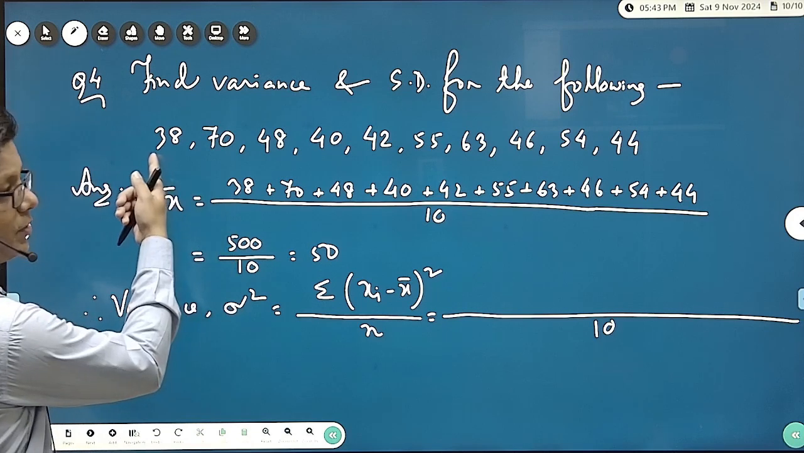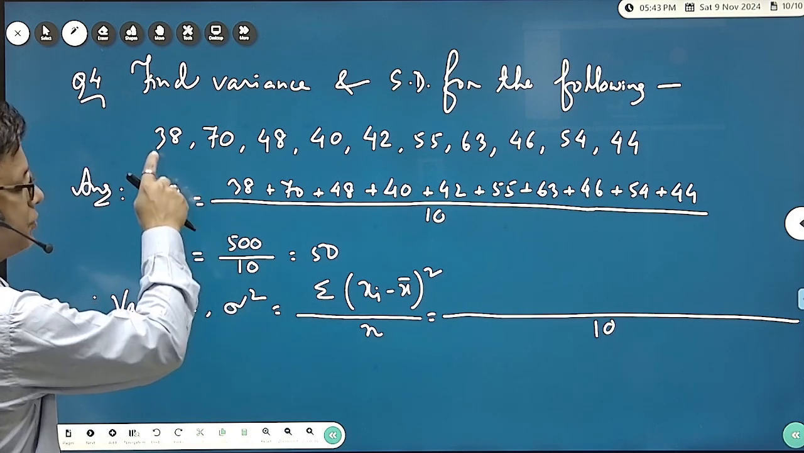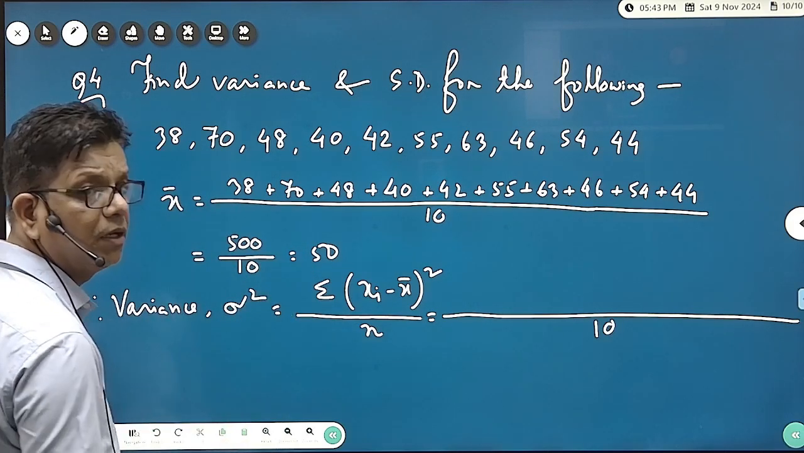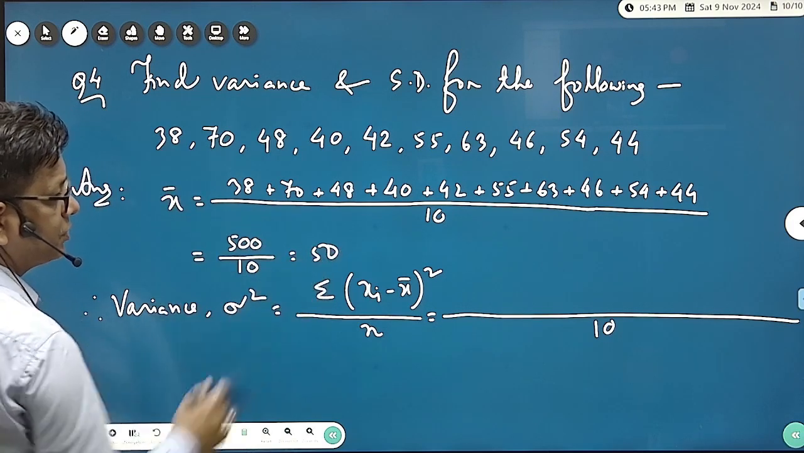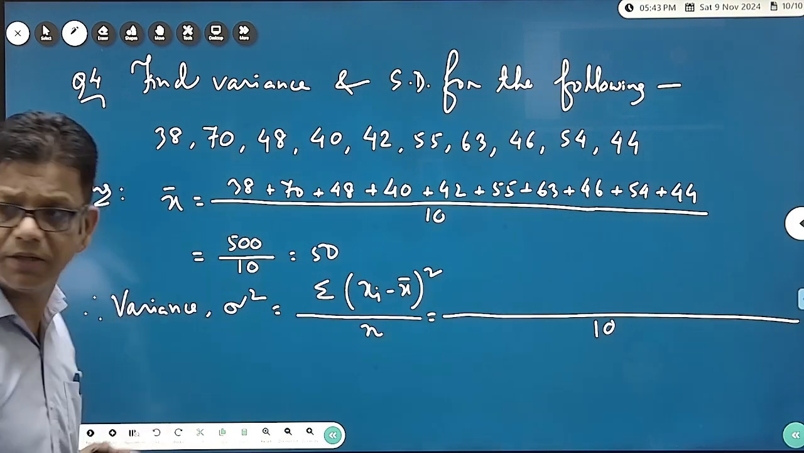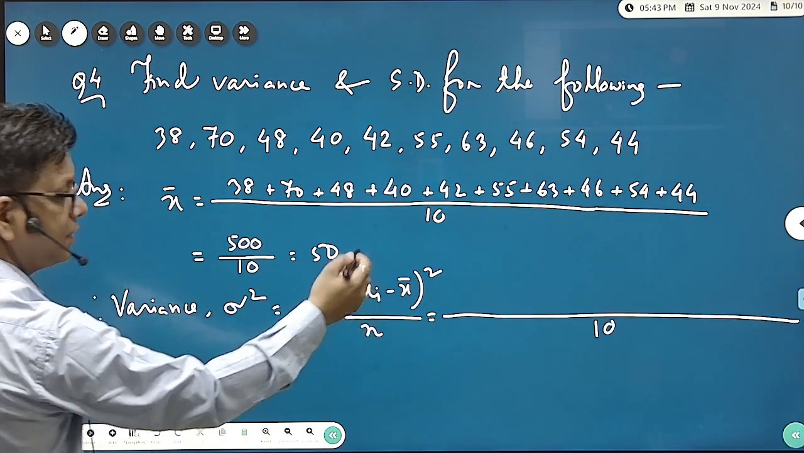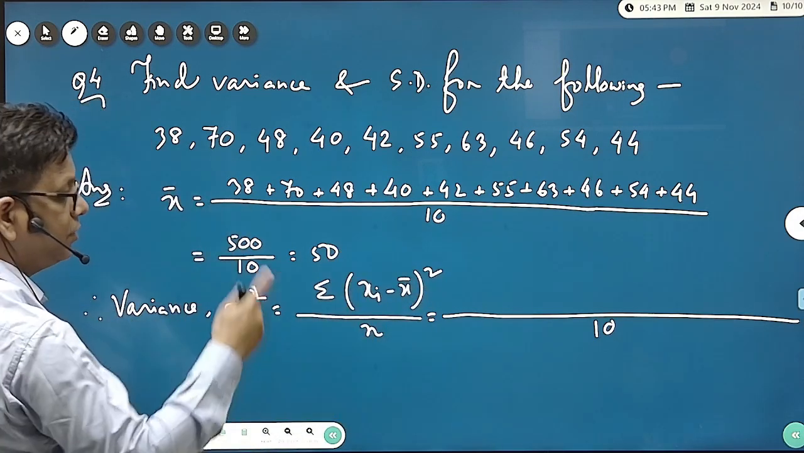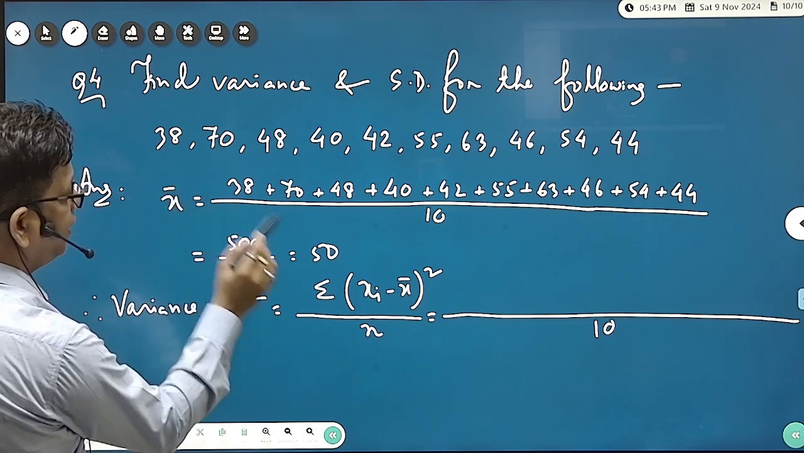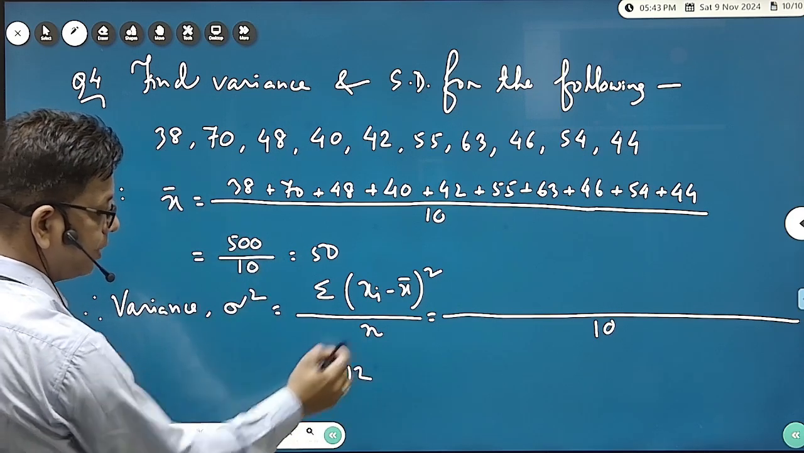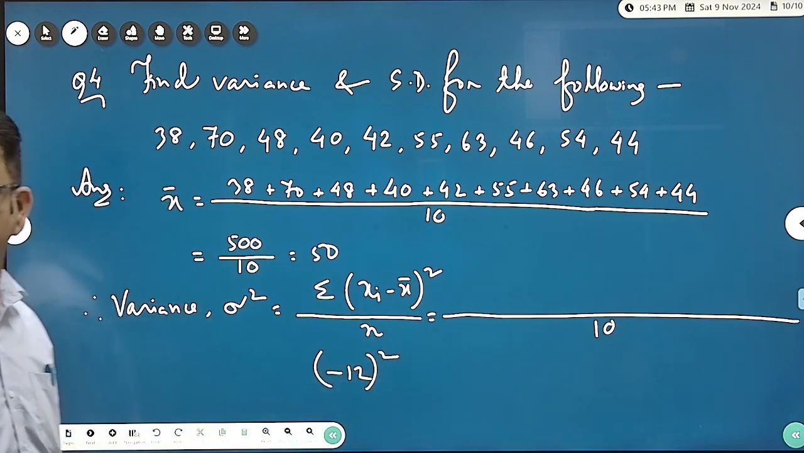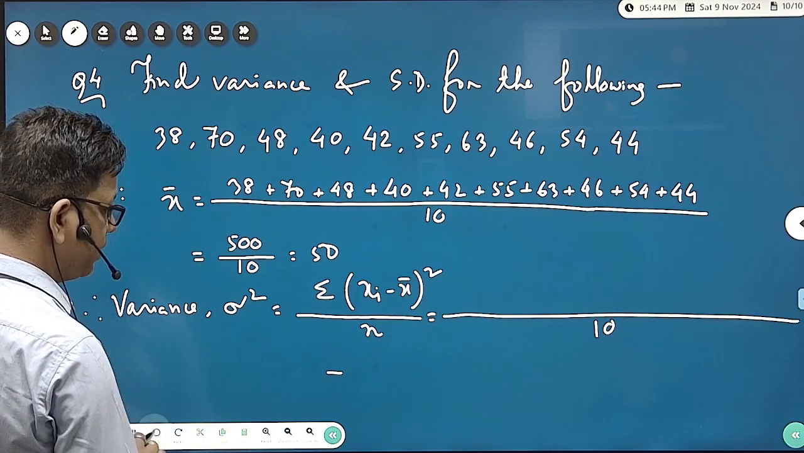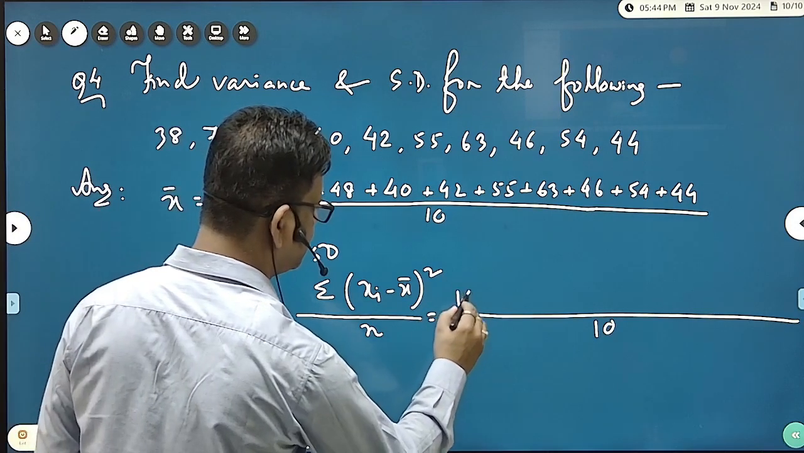What is the first xi here? That means x1. How much? 38. 38 minus 50 will be minus 12. Am I correct? Last time we made minus 12 into plus 12, but now square. So minus 12, I repeat, 38 minus 50 will be minus 12, but this time you need to square. 12 square is 144, and negative, as you know, becomes positive. So it is 144. That is how you need to complete.